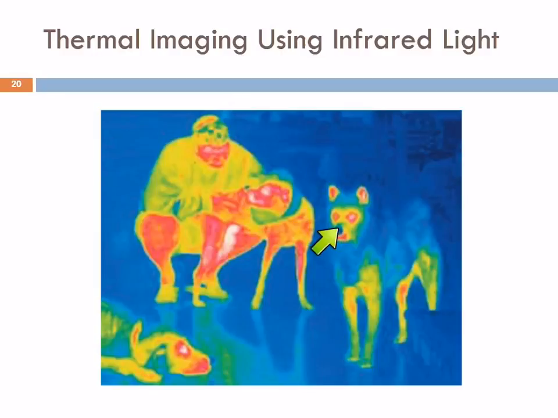So blue is colder, and red is hotter, and yellow is in between. And so here we see the man's exposed skin, and that's giving off more infrared radiation. And here where the dog's fur is very thick, we see very little infrared radiation.